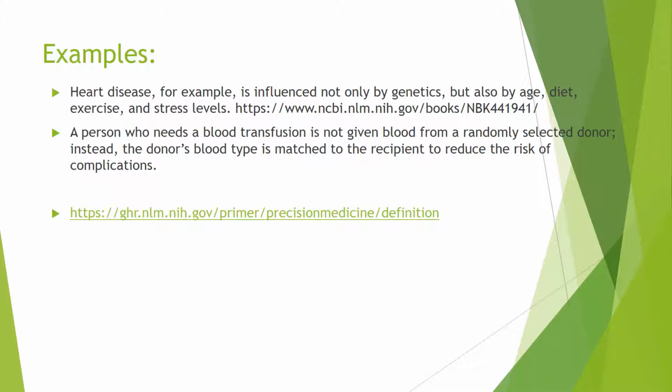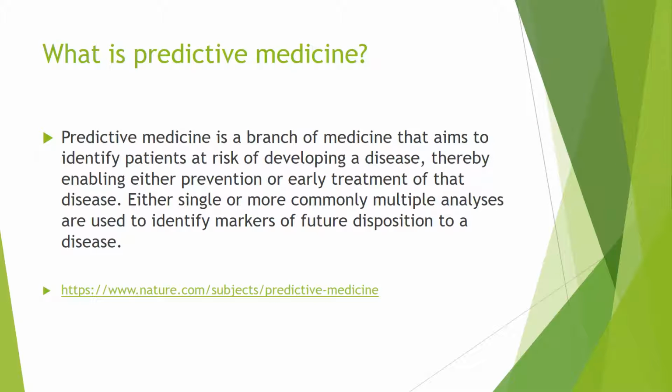Examples of this: heart disease, for example, is influenced not only by genetics but also by age, diet, exercise, and stress levels. Another example: a person who needs a blood transfusion is not given blood from a randomly selected donor. Instead, the donor's blood type is matched to the recipient to reduce the risk of complications. And there are the links right there if you want to check more information about it.